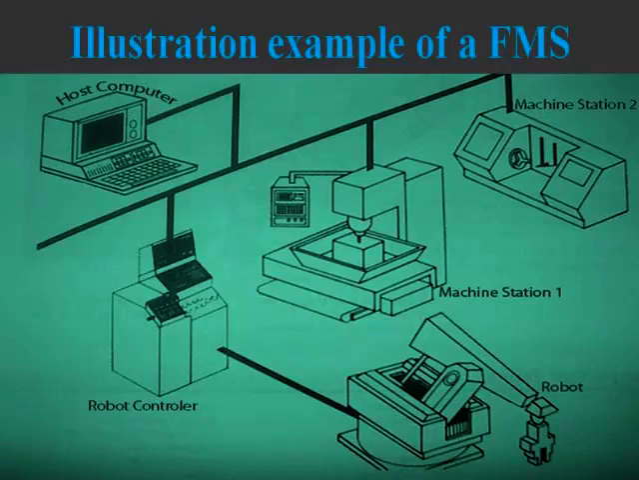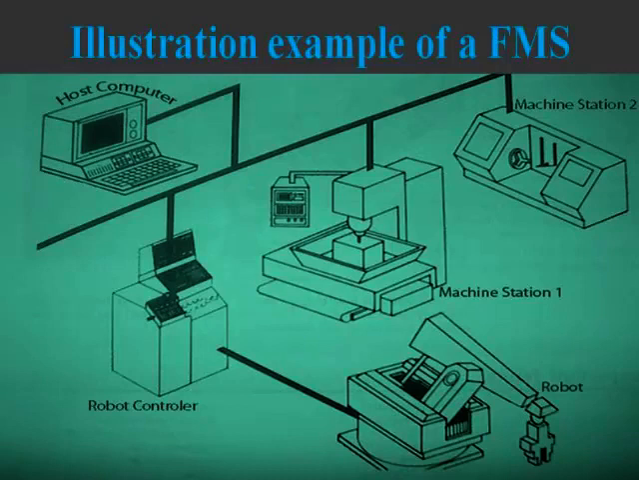This is the inline FMS layout, where the loading is at one end and completion of the parts at the other end. Work parts are flowing from one end to the other end and getting processed on the various CNC machines or automatic machines. This is the inline layout.